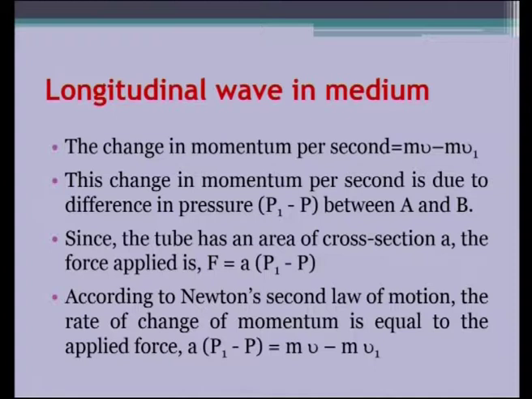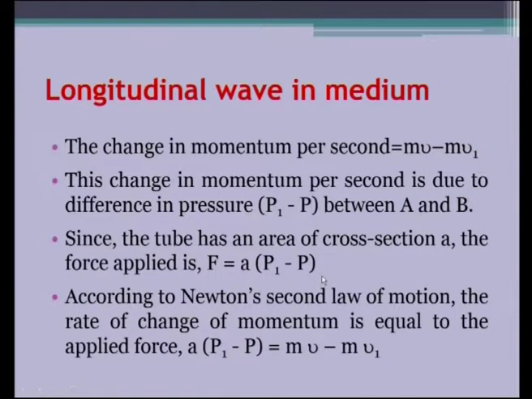Let us see the derivation further like this. The change in momentum per second could be taken up by finding the difference between the two terms. This change in momentum per second is due to the difference in pressure, which is represented as P1 minus P2 between the two cross sections A and B. Since the tube has an area of cross section small a, the force applied F is equal to the area of cross section small a multiplied with the difference in pressure.